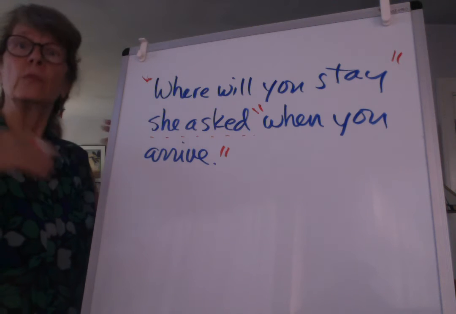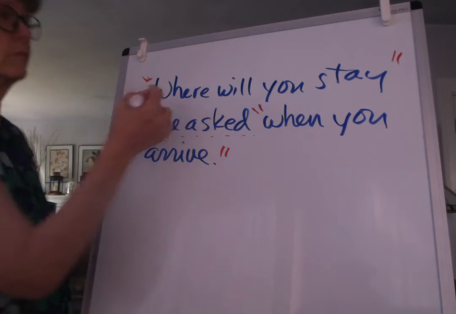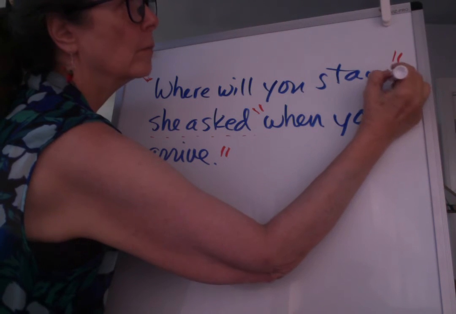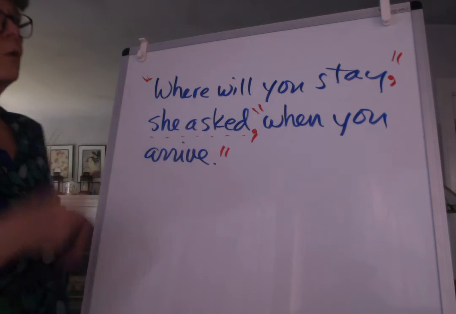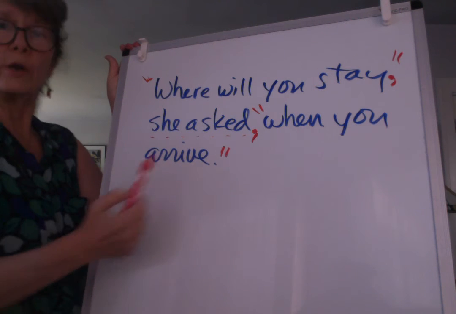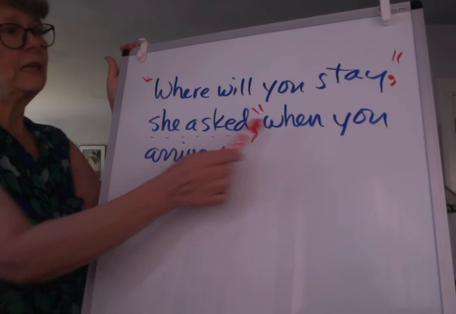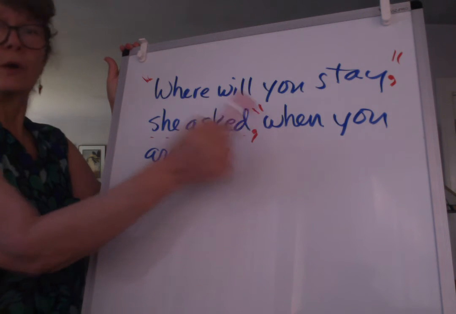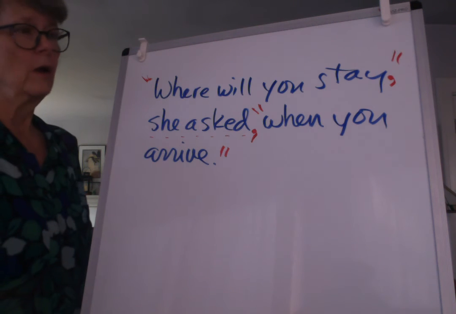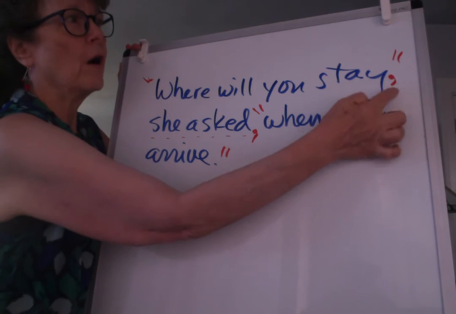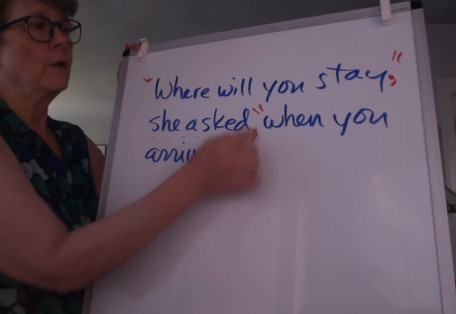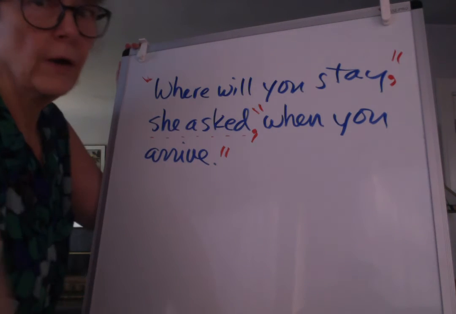We have to divide the main discourse from the quotation. So we have to put a comma here, and we have to put a comma here. Okay? So where will you stay, comma, she asked, comma, when you arrive. All right? And incidentally, if this is a continuation of the sentence, we don't capitalize that first letter there. All right? Now, when you're typing, it's important that you remember that the comma comes before the quotation mark, and the comma comes before that quotation mark. All right, so that's another kind of mechanical comma or miscellaneous comma.